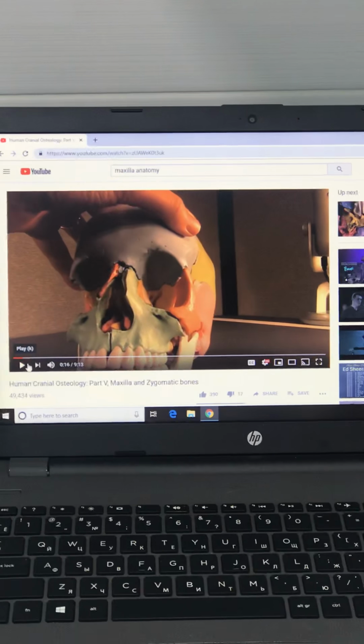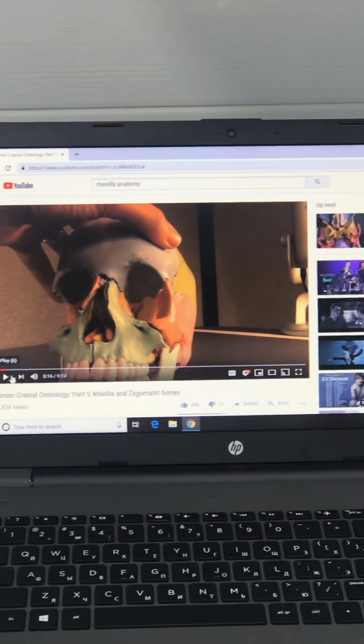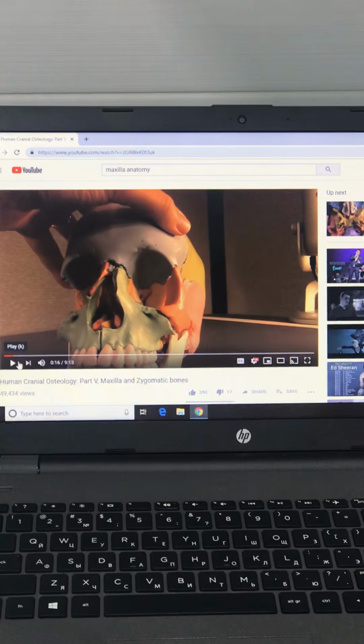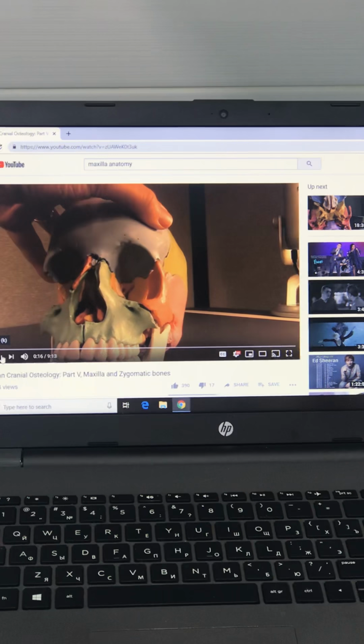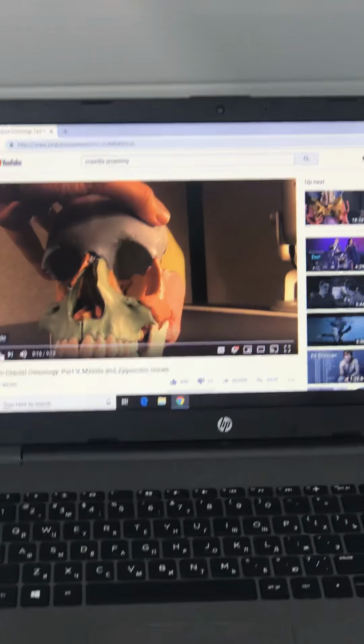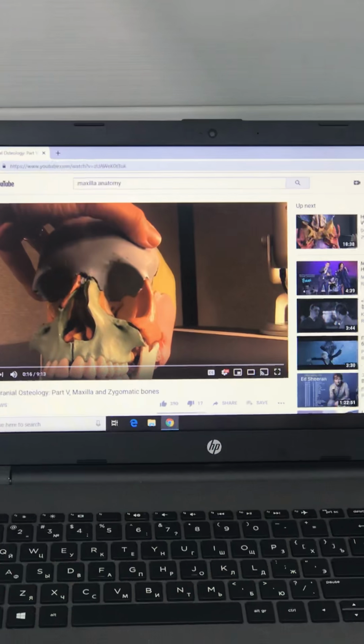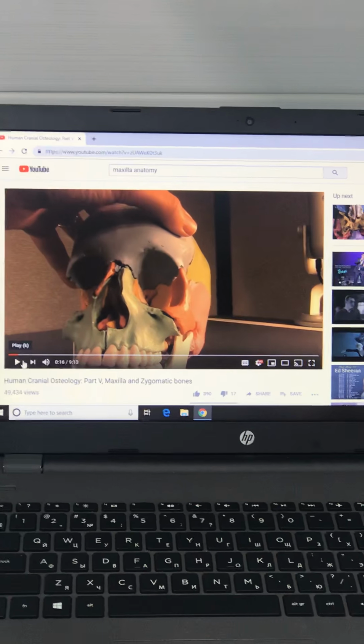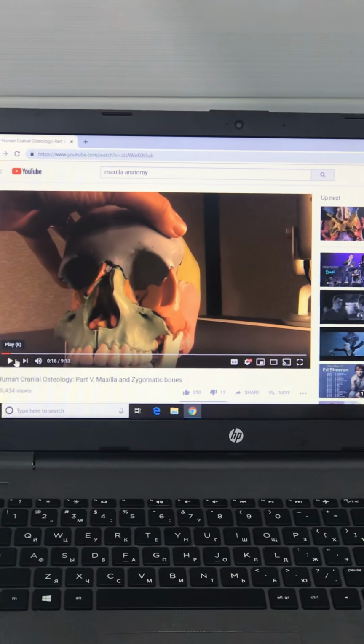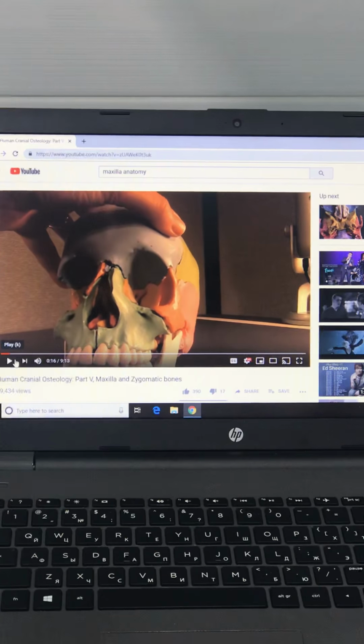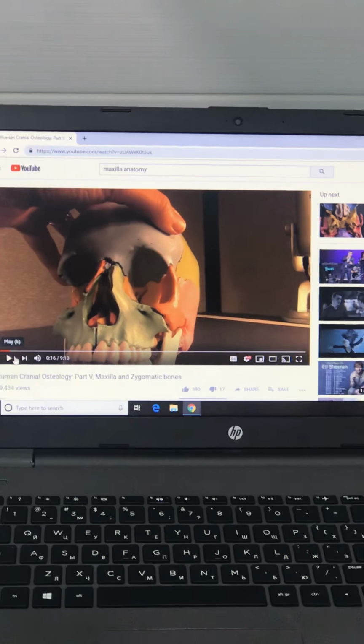It depends if the patient has class 3. Class 3 is the lower jaw. Class 1 is normal, but the teeth are out. Look, this is class 3. Class 1, class 2, the upper jaw is up and the jaw is down.